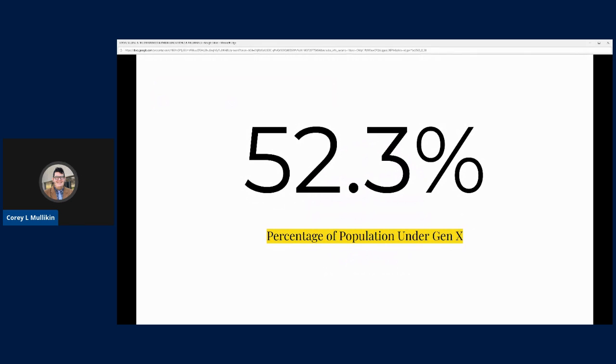Now, when we look at the overall impact, we can see that 52.3% of the United States population is under Gen X. So this is Millennial, this is Gen Z, and this is Generation Alpha. They make up the majority, and that number is not going to be decreasing, it will increase. And that is something to keep in mind.